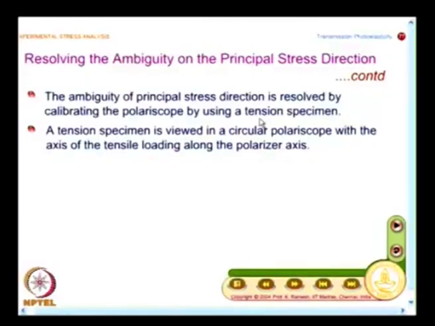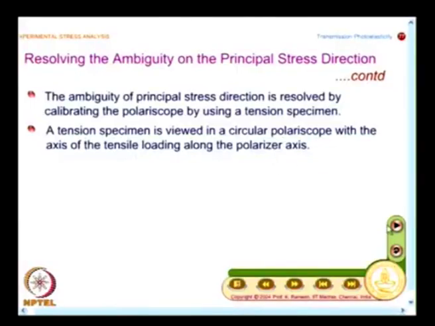And what I do here is the tension specimen is viewed in a circular polariscope with the axis of the tensile loading along the polarizer axis. I take up a very simple problem and align it with the polarizer axis. Then, as we have already seen, I can use the analyzer as a compensator. When I rotate the analyzer anti-clockwise or clockwise, the fringe order at the point of interest will change.